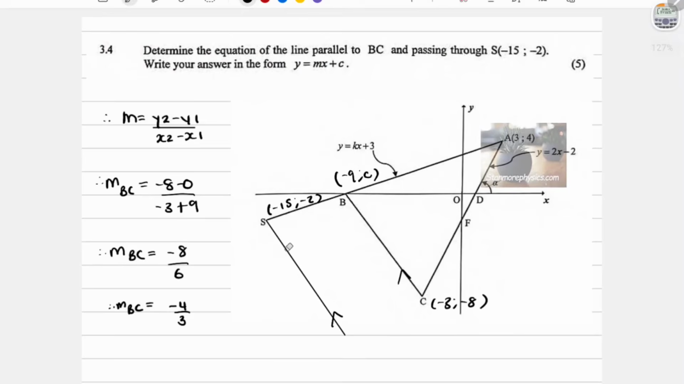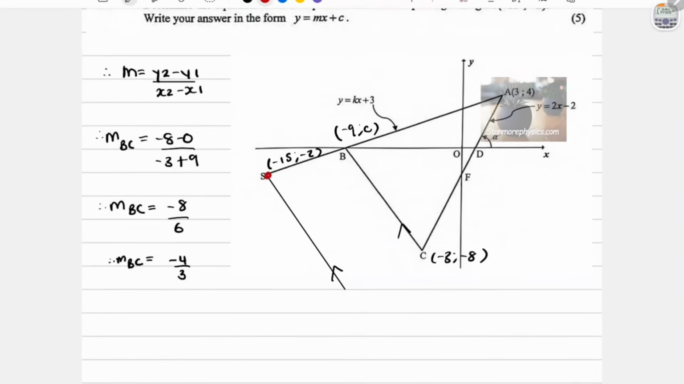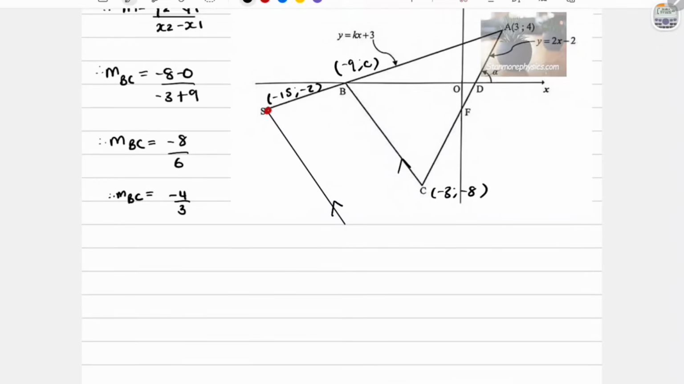We have the gradient of this line as well, BC. We just need to find the equation of it. They told us a point that this line passes through. It passes through S, so we can use that point to find it.